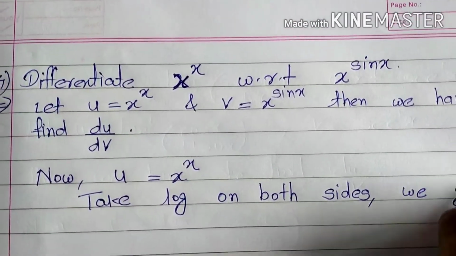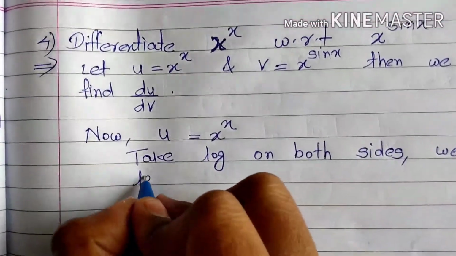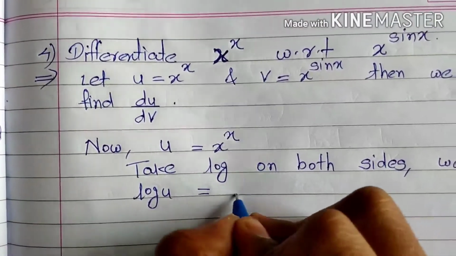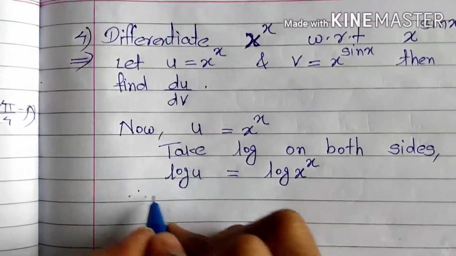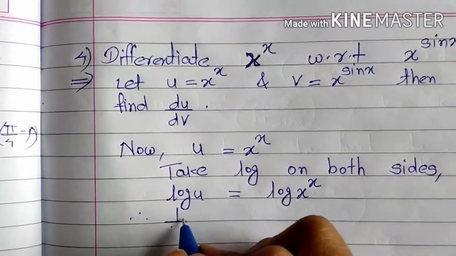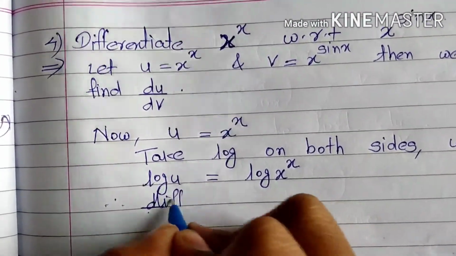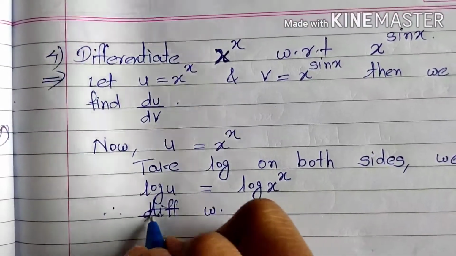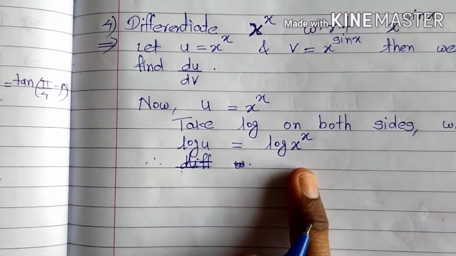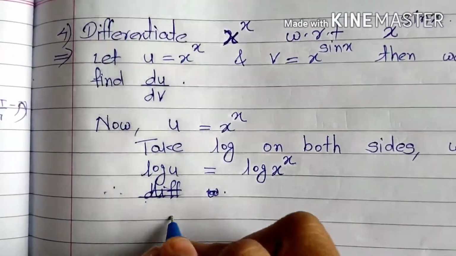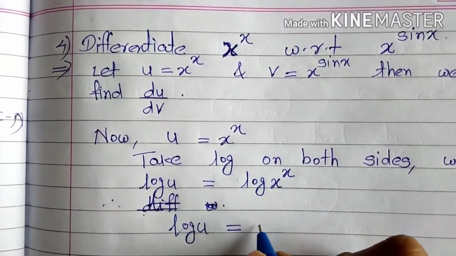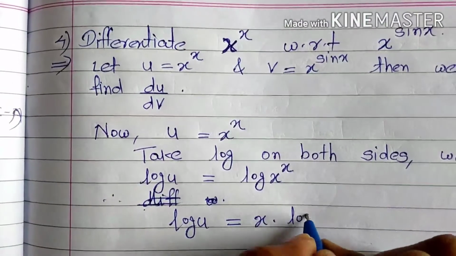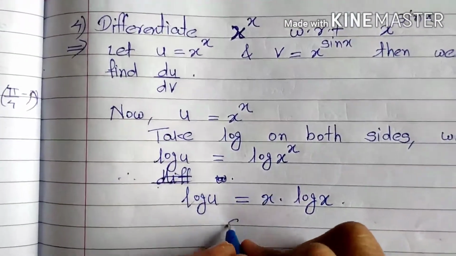We get log u is equal to log x raised to x. Therefore, differentiate with respect to x. First, take it easy. Log u is equal to, using the jumping law, x into log x. Now differentiate with respect to x.